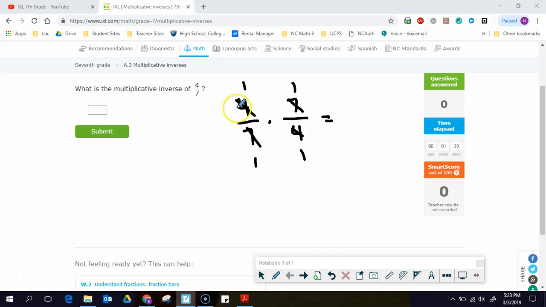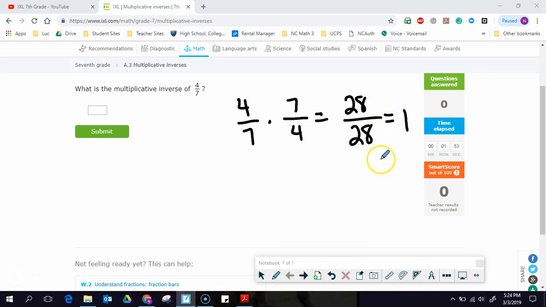If I didn't want to do that, I'd still get, let me show you. Let's multiply 4 times 7, 28, and 7 times 4 is 28. Well, 28 divided by 28 is just 1. The other thing I could have done is take any numerator and any denominator and simplify them. So I'm going to divide these by 4, divide these by 7, and I get 1/1, or just 1. So the multiplicative inverse of 4/7 that I'm looking for is 7/4.